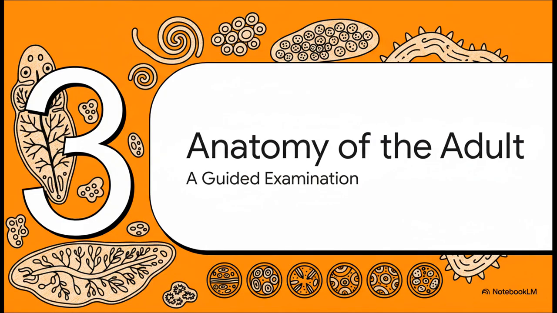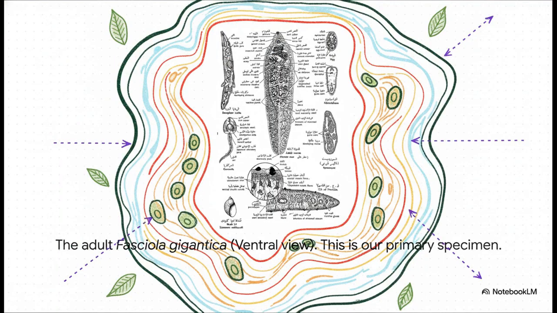And now for the main event, the anatomy. We're about to take a guided tour of the major organ systems of the adult worm. And trust me, this is where we get to see all of its incredible adaptations for living a parasitic life. Here it is. This is a ventral view of the adult worm.